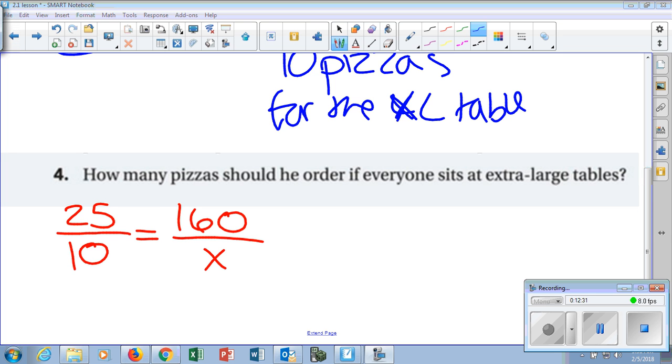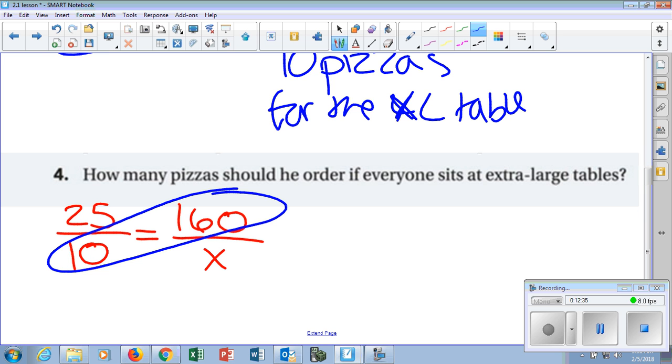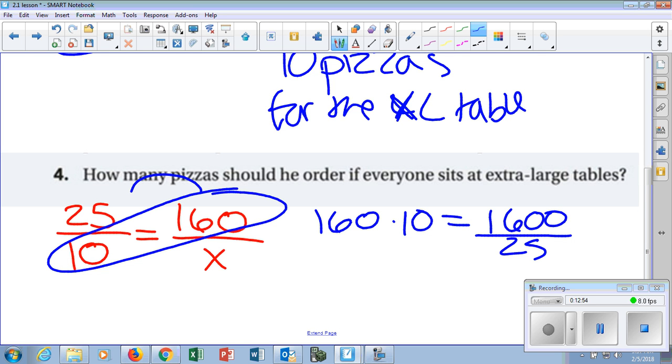64 pizzas, exactly. You cross multiplied, didn't you? So he did 160 times 10, which, what did that give you, Blake? 160 times 10? I'm sorry, that gave you 1,600? Okay. And then you divide that by 25, because we haven't worked with it yet. And that gave you 64. So we have 64 pizzas.